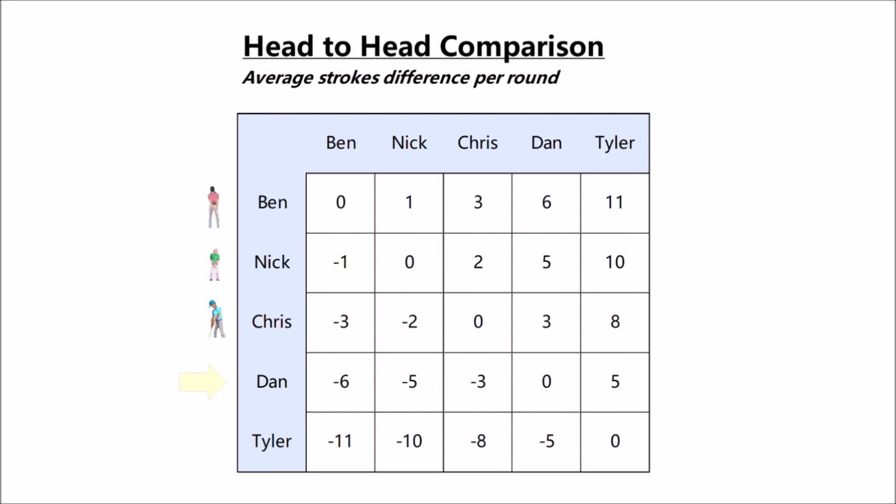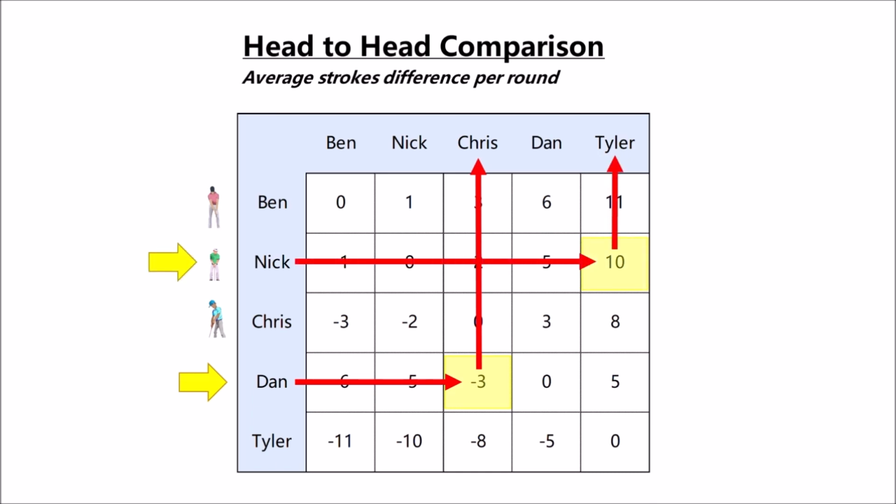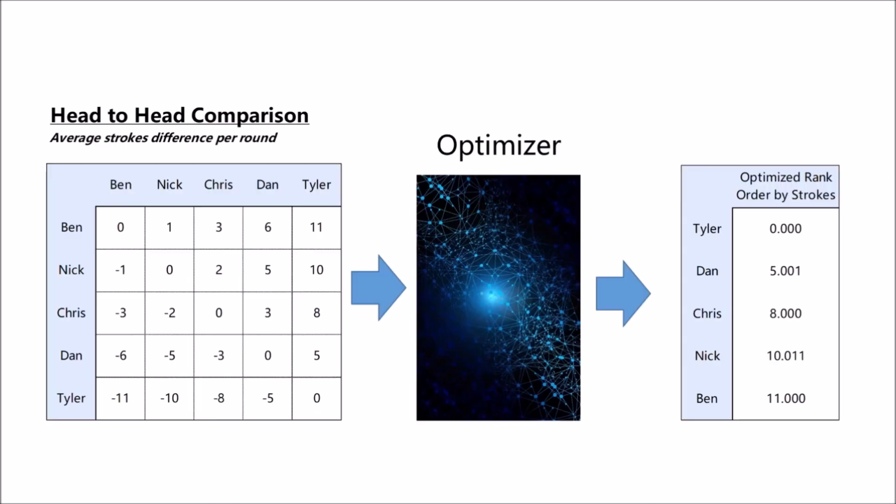You can see that Dan shoots 3 strokes lower than Chris on average, and Nick shoots 10 strokes higher than Tyler. If you had a little time, a pencil and paper, you could probably solve this matrix and rank order these players best to worst. Rather than do that, however, we let a powerful cloud-based computer do it for us using an optimizer algorithm that fits a rank order of players as tightly to this data as mathematically possible.